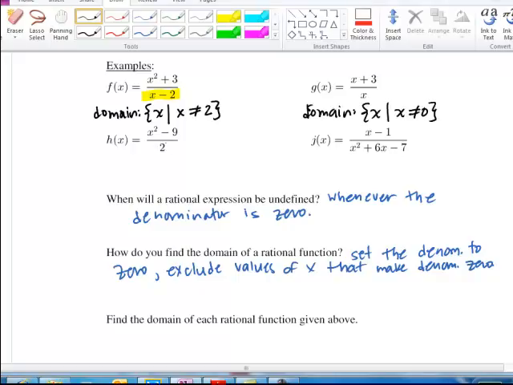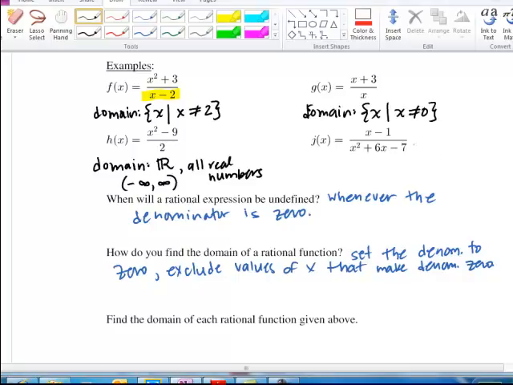On function h, the denominator is 2, so no matter what x is, that denominator is not going to be 0 because it's always 2. So the domain for h is all real numbers, or you could write negative infinity to infinity, or you could just write out all real numbers. Any of those are fine.